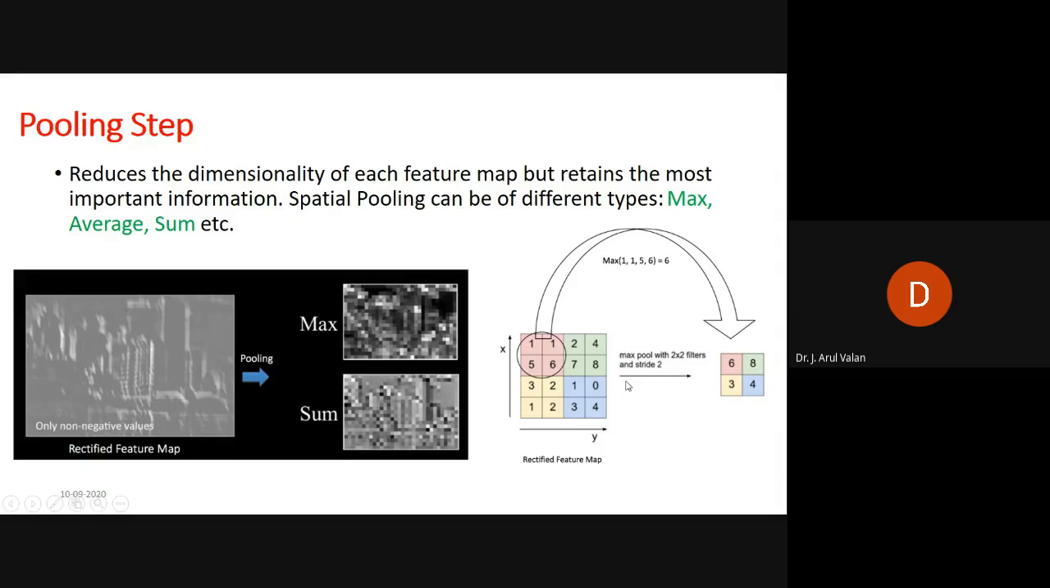Suppose here you have one more column of 0. If you want to neglect that value, you apply valid padding. The padding should be either valid or same. If you want to neglect it, you put valid. If you want to consider that column also, then you put the padding option as same. So now what is the size?